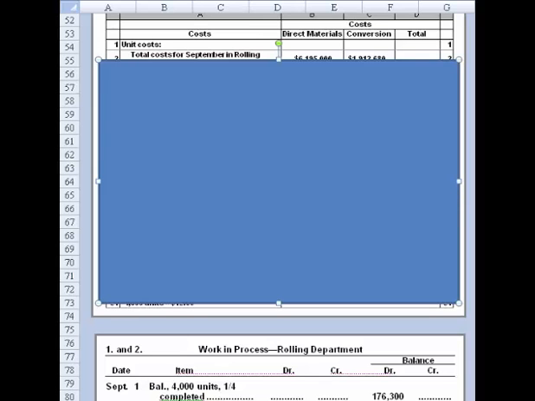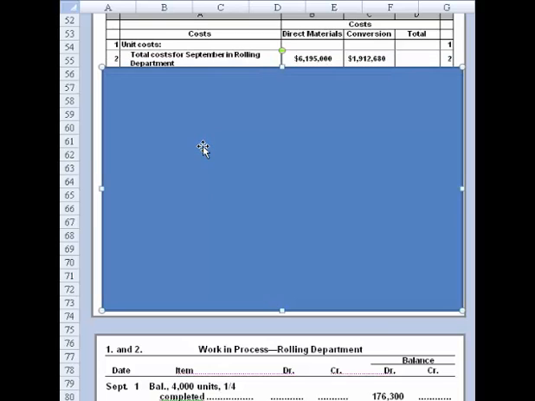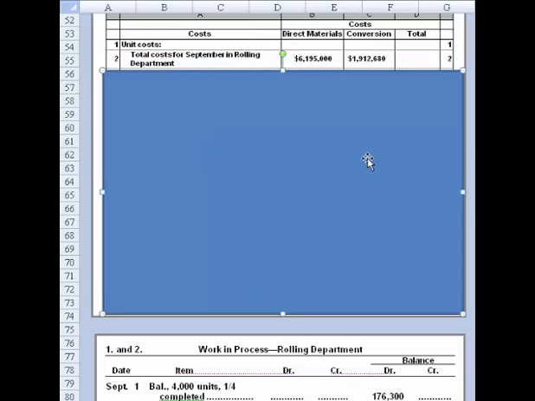Now I've moved the screen a little bit where we'll start working on the cost portion of putting together equivalent unit schedules. So we now need to account for the total cost for September. And in the information provided, we were given $6,195,000 as the total cost for September in the rolling department. We also know that $1,912,680,000 relates to conversion.